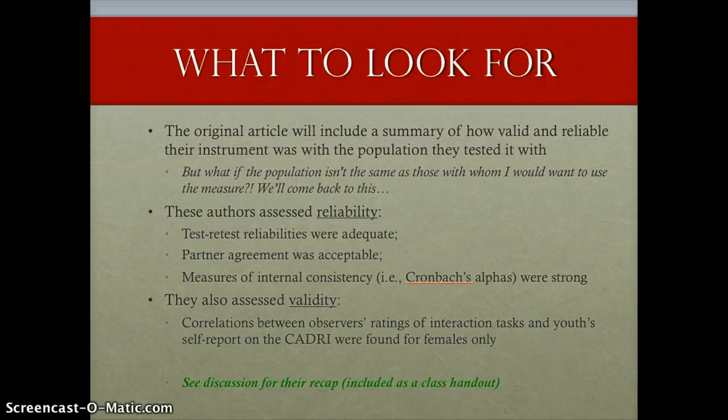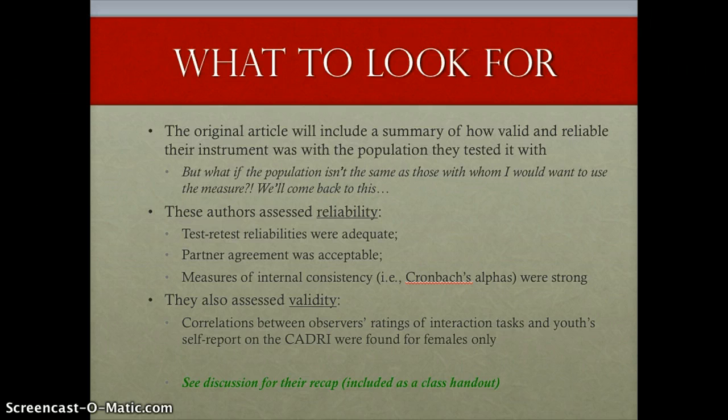So that means that they're a measure of internal consistency, and the Cronbach alpha is just a statistic that's used to compute that. They also assessed validity using correlations between observers' ratings on interaction tasks. So earlier was reliability in terms of inter-rater reliability. So two people observing similarly, that they showed similar scores.